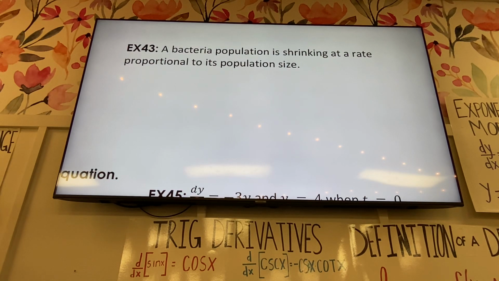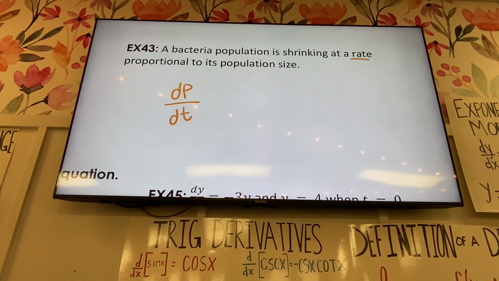All right, so on 43, a bacteria population is shrinking at a rate proportional to its population size. So we're still talking about a rate, so we're still talking about a d something, d something. I'm going to use p as my variable just because it says population. It doesn't really matter what letter you use. If you wanted to use b for bacteria, whatever letter you want. And of course, we are still talking about time because this is a real life situation.